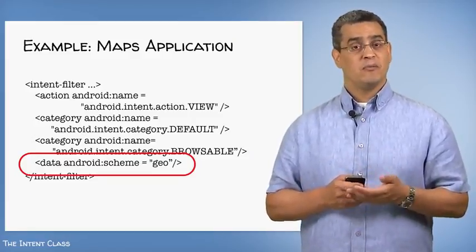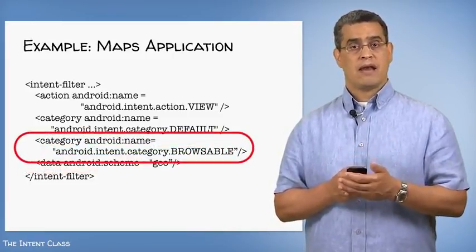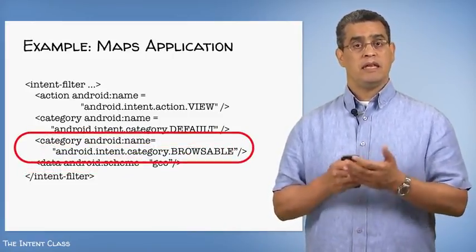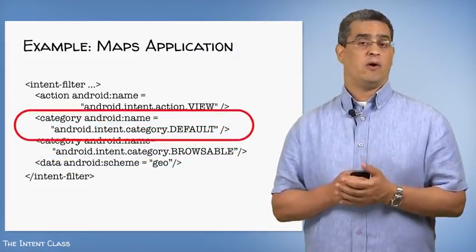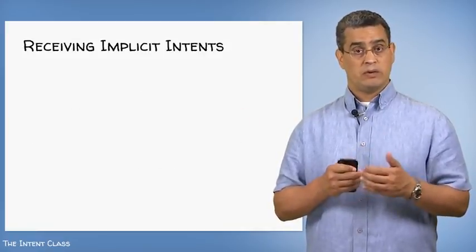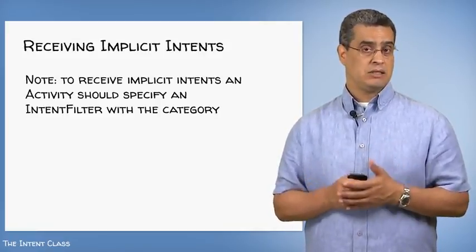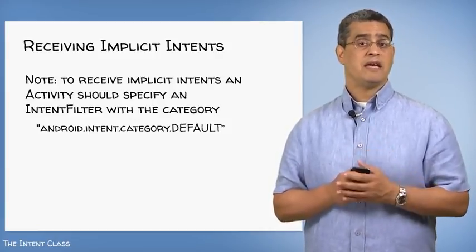So going back to Google Maps, the activity also listed two categories. CATEGORY_BROWSABLE, meaning that it can respond to browser links, and CATEGORY_DEFAULT. Now it turns out that in most cases, activities that want to accept implicit intents must include CATEGORY_DEFAULT in their intent filters.